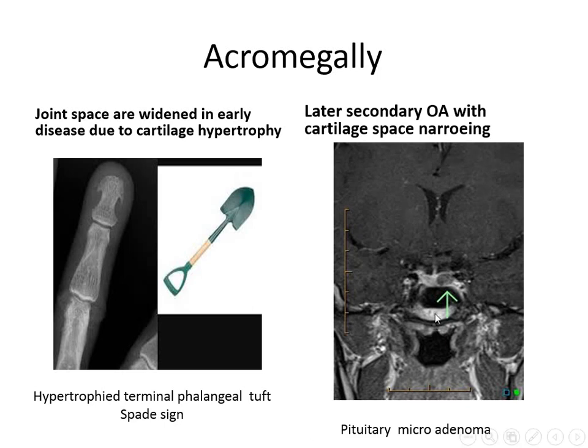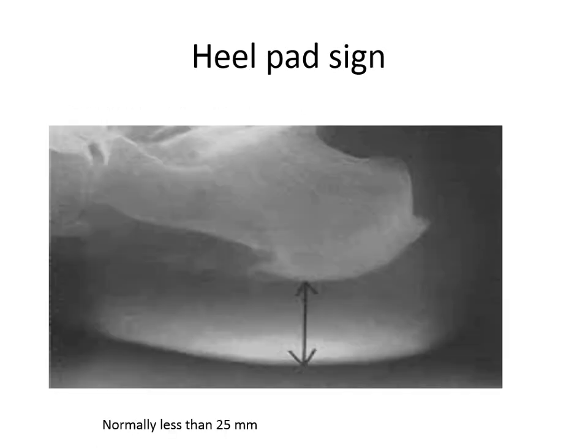We can see here a well-defined hypodense lesion in the pituitary. Characteristically, if it is a microadenoma, it will not enhance in the early dynamic study, but in the delayed phase it can show enhancement when the normal pituitary enhancement washes out. Another sign is the heel pad sign. Normally it's less than 25 mm, but in acromegaly it increases.